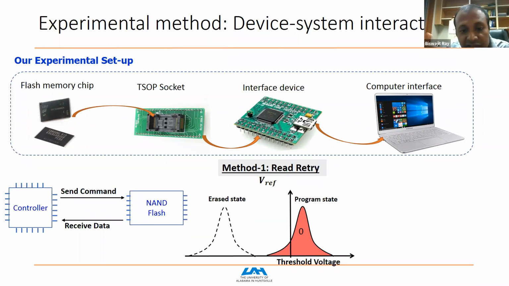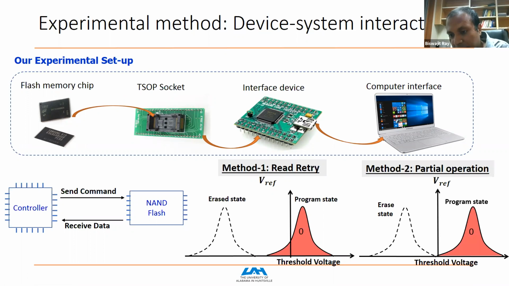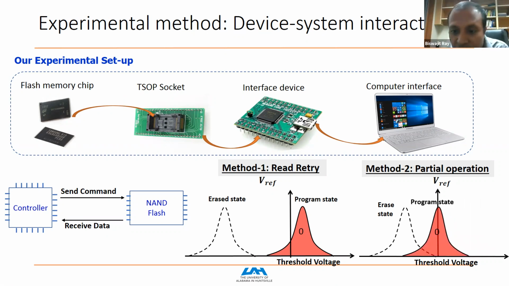We are using standard system commands, and still we can get back the analog properties of the underlying cell. The other method is we can start performing any operation, say erasing. When you start erasing, your entire program distribution moves towards the left, but you can stop erasing at any point of time, right? By doing so, you can put the memory state in an unreliable state.